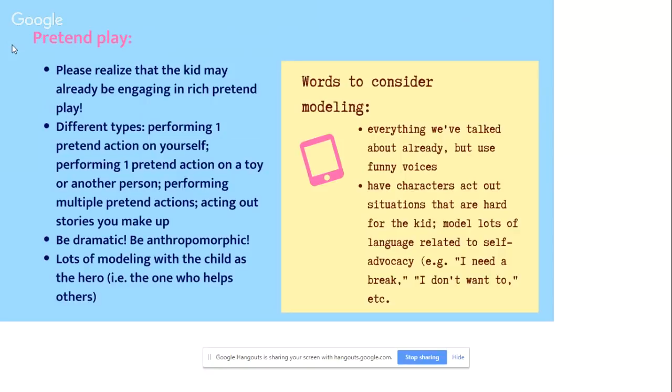And like we talked about, there's different types of pretend play. So it could be performing one pretend action on yourself, performing one pretend action on a toy or another person, performing a whole bunch of different pretend actions, acting out stories you make up, whatever. So where the kid is, you meet them there and you give them the language to talk about what they're doing, and then you gradually expand those play skills, and that will give you more opportunity for ever increasing language.